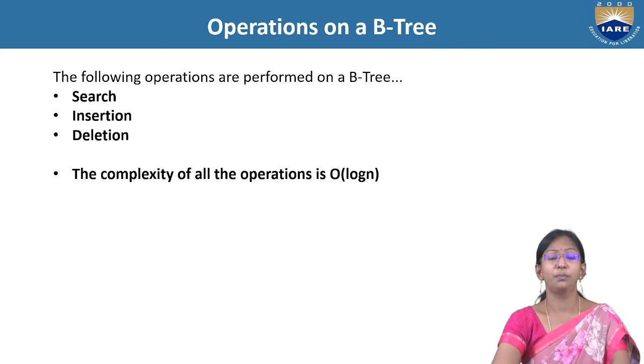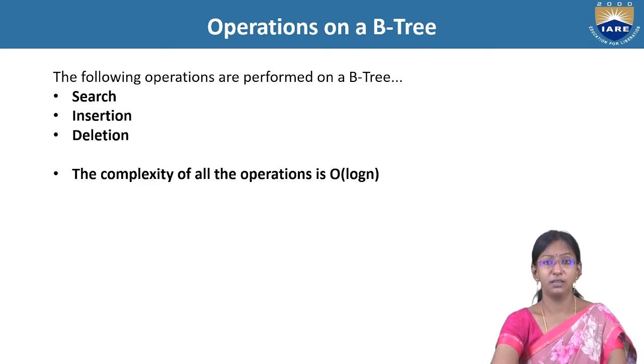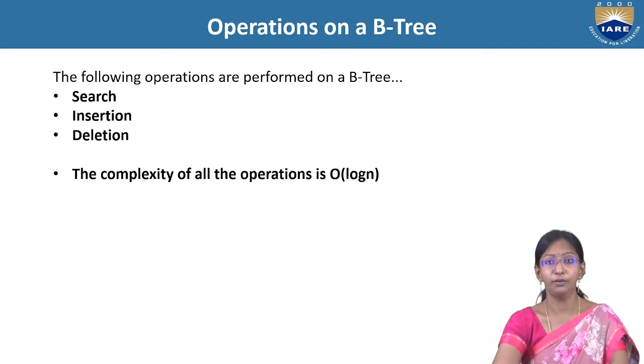So what are the basic operations that we can perform on B trees? One is search, second is insertion, third is deletion. The complexity of all three operations is order of log n. Let's start with the operations one by one.